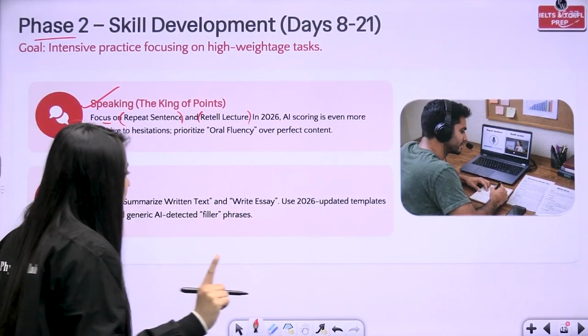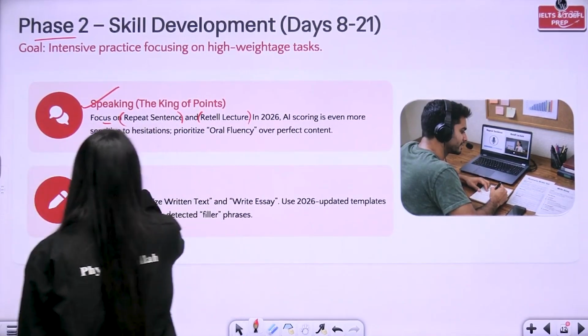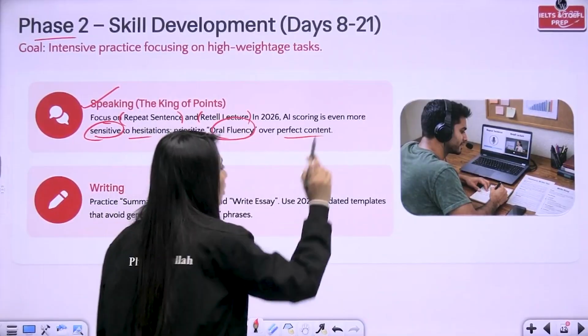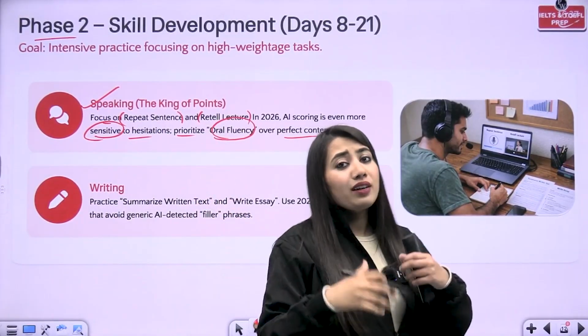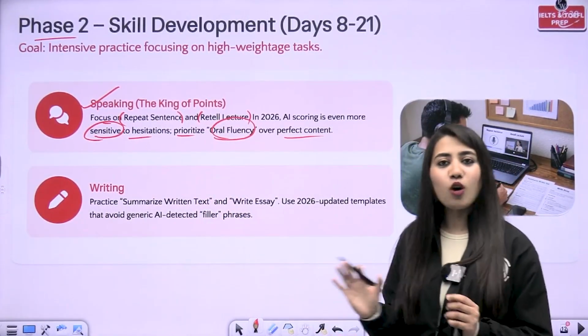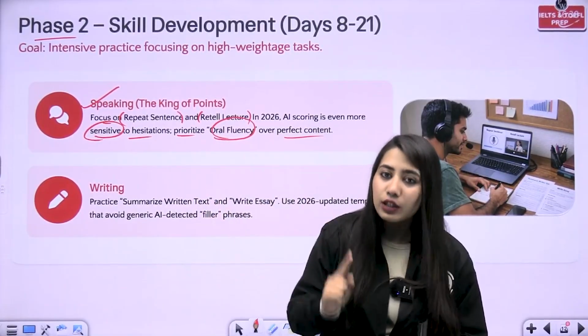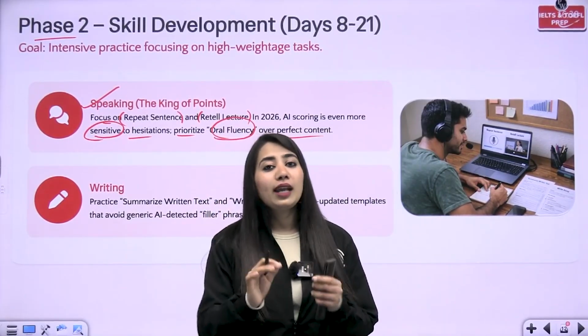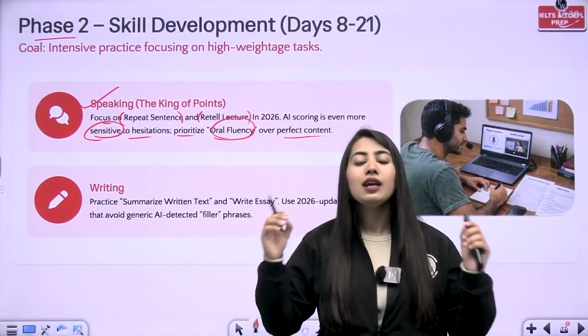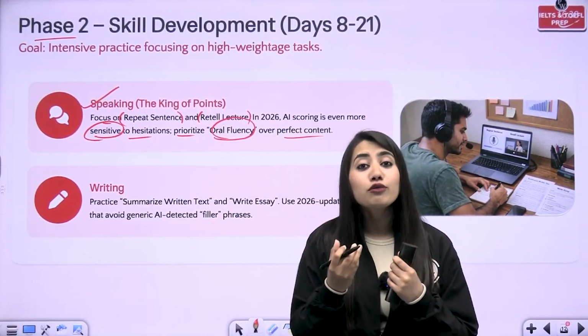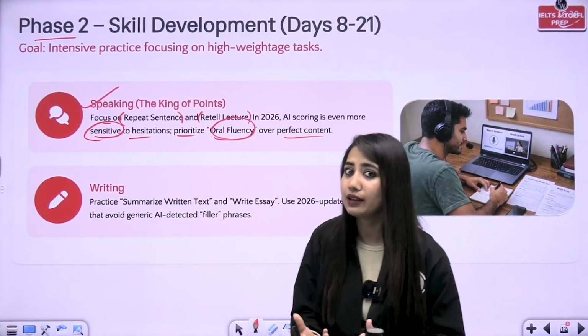Okay, because in 2026, AI scoring is even more sensitive to hesitation. So prioritize oral fluency over the perfect content. If you feel that content should be perfect, no, it's not at all going to help you out, because AI can even detect your hesitation. If you are hesitating, you will tend to have many pauses in between. Instead of having a perfect content, you just try to focus on your fluency. That is a major highlight, guys.